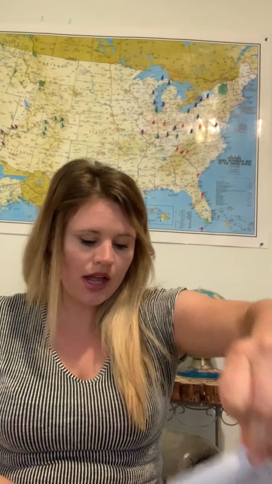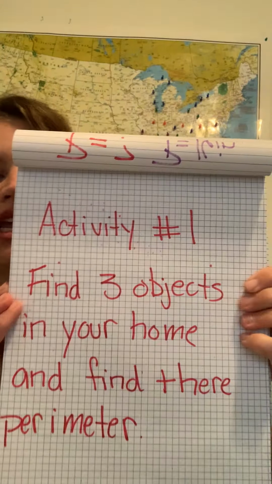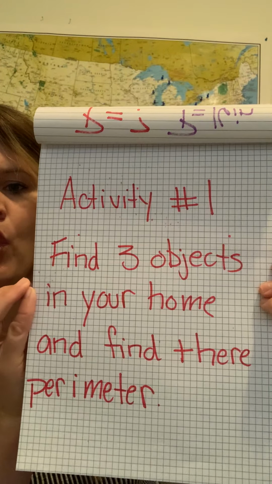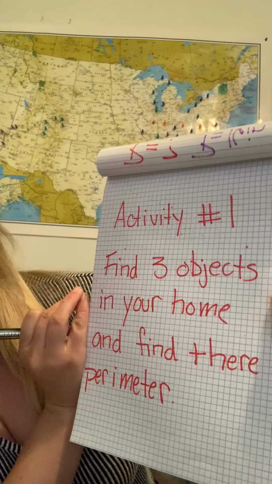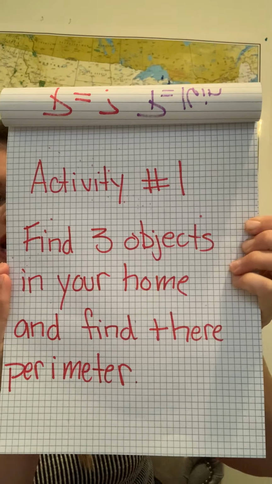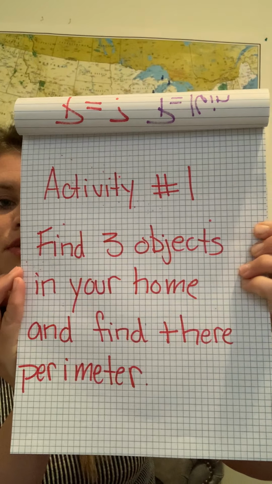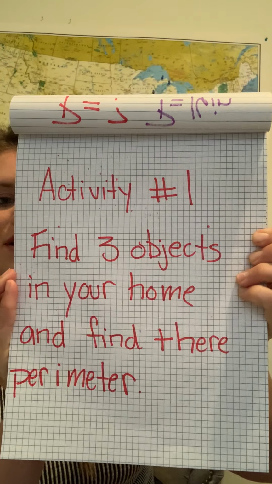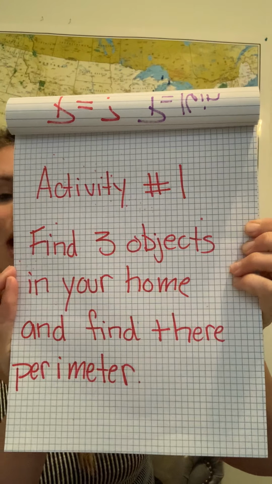For your first activity today, I want you to find 3 objects in your home and find their perimeter. You'll probably need a ruler or a tape measure, and find 3 quadrilaterals. That's a 4-sided shape. Find the perimeter. I've been doing this a lot. We've been doing home improvements quite a bit lately, and I constantly get my tape measure and rulers out, and I'm finding the perimeter.